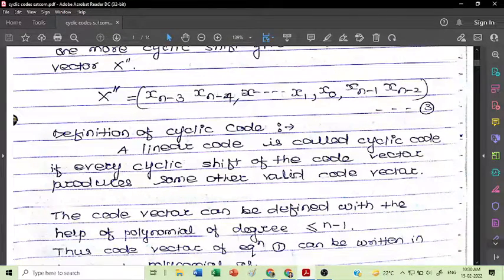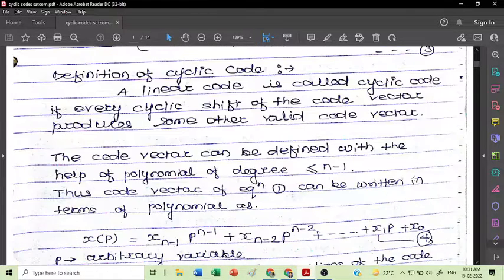Now the definition of cyclic code. A linear code is called a cyclic code if every cyclic shift of the code vector produces some other valid code vector. The code vector can be defined with the help of a polynomial of degree less than or equal to n minus 1.